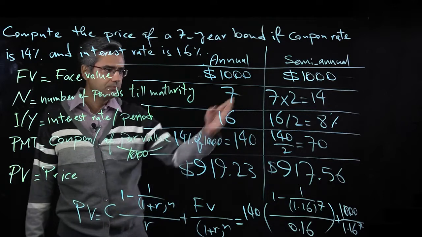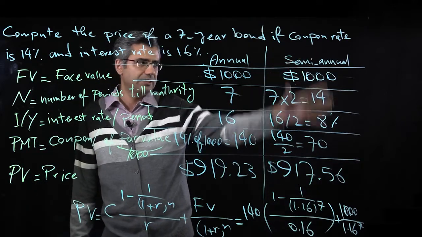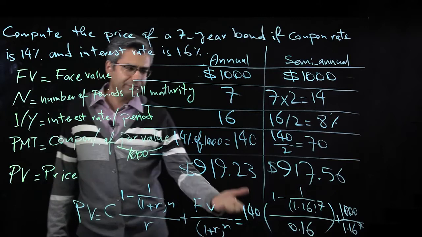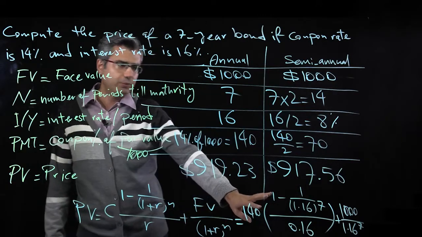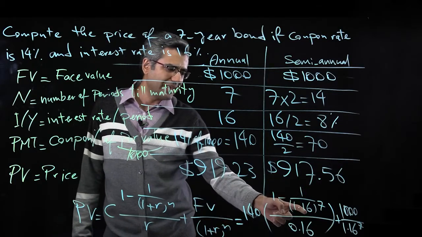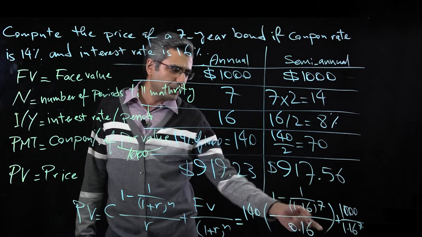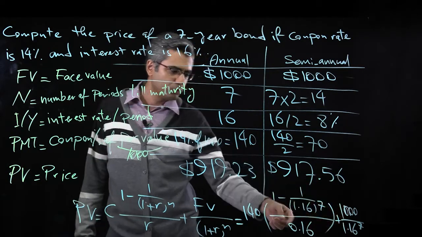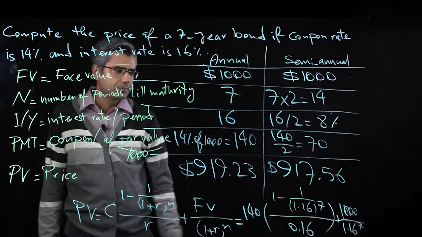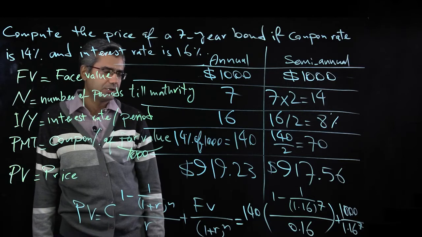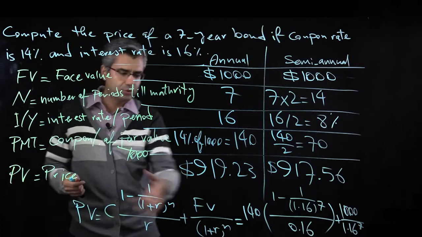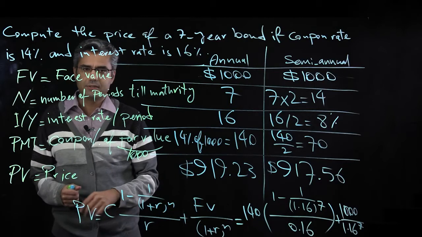So I computed the price based on the assumption that it's semi-annual payment. If you want to use the formula for semi-annual, you just need to enter all these things that you have here into the formula. So this will be 70, this will be 8, this will be 14, and here also, but 1,000 won't change. So you make changes and you compute, and you should get the same answer, 917.56. So this is the way we compute the bond price. This is the formula, and this is the way we use the financial calculator, and done.